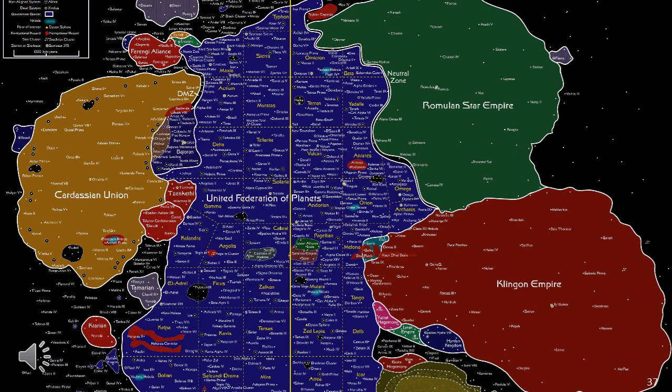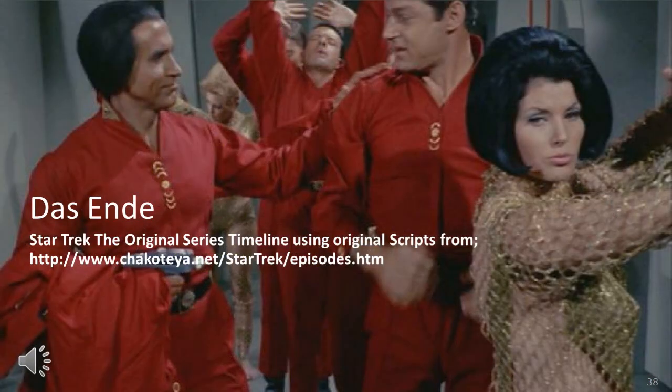And so we come to an end of my part 14 of my Star Trek TOS timeline, in this case trying to determine the size of the Federation. The episode scripts can be found using the URL shown.